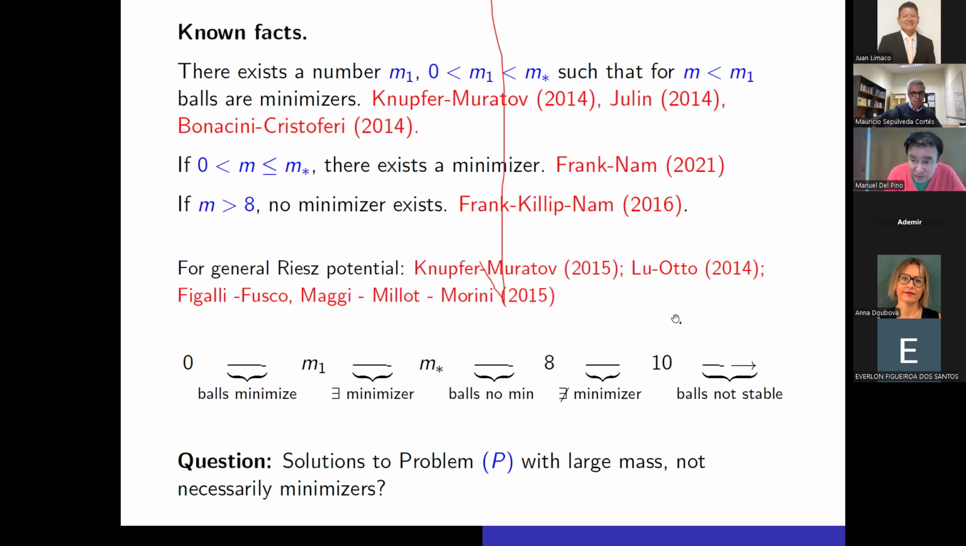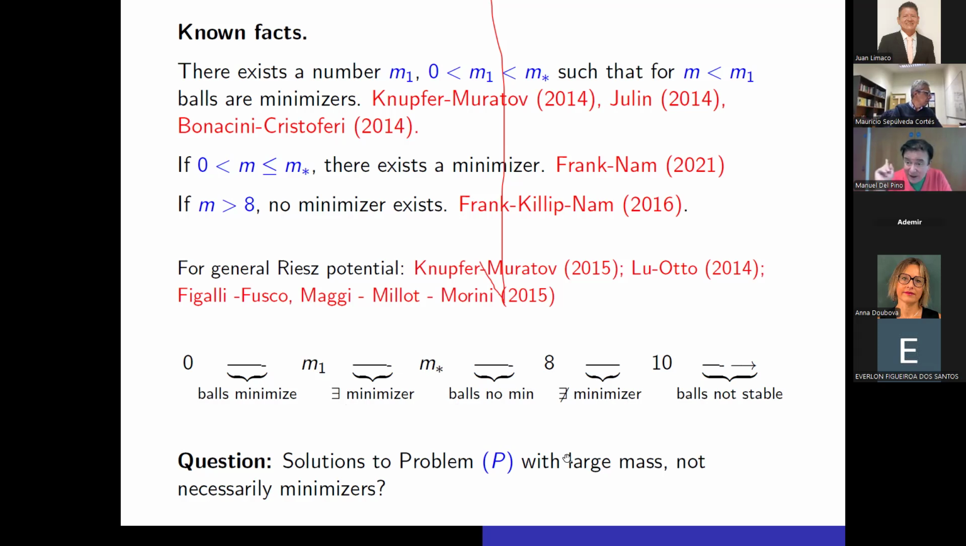Now, the use of potentials other than the Coulombic potential, such as Riesz potentials, or changing the parameter by fractional parameter versions or inhomogeneous versions, has been analyzed by several authors, in particular the people and works that I mentioned here. So in summary, from m1 to 0, balls minimize the energy. There exists a minimizer between m1 and m star, but actually from 0 to m star, there is a minimizer. However, from m star to 8, balls are not minimizers. And in fact, beyond 8, there is no minimizer at all.